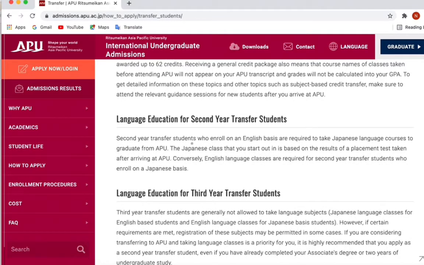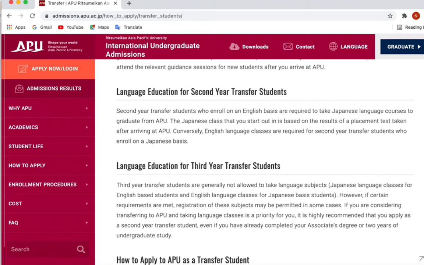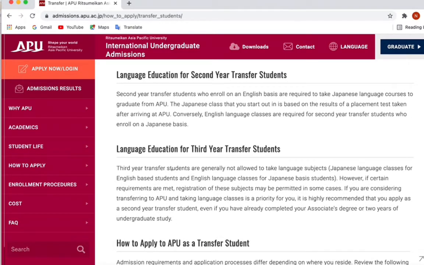Second year transfer students who enroll on an English basis are required to take Japanese courses to graduate from APU. The Japanese class that you start out in is based on the results of the placement test taken after arriving at APU. Same here, third year students are generally not allowed to take language subjects. Okay, Japanese language classes for English based students. However, if certain requirements are met, registration of these subjects may be permitted. I see. So in this case it's a requirement, but in this case it's really not a requirement.